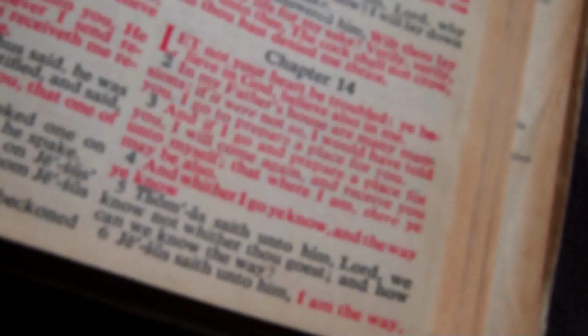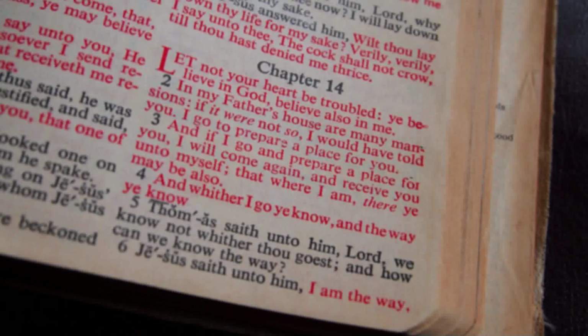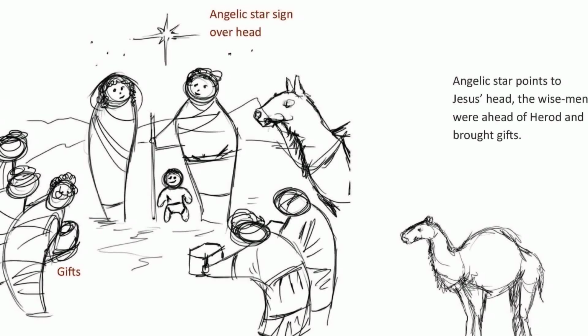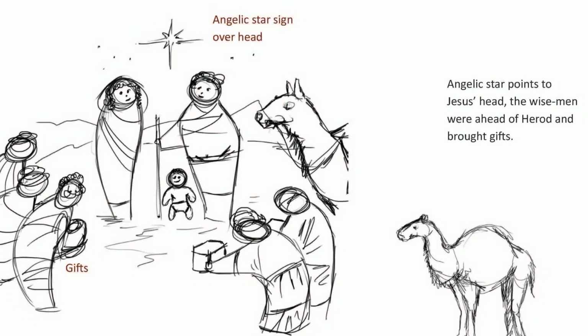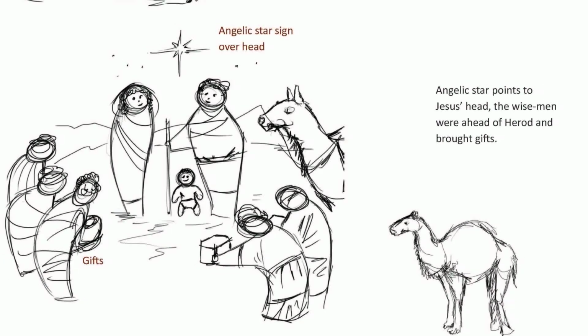When associating the balance in scriptural equations, usually contrasting episodes will be accounted that involve a common interest between characters. Common interest would be a frequent or normalized state of curiosity, concern, or attention to something. It would also attribute in regard to one's own benefit or advantage. The character variables are connected to a common interest caught in a paradoxical problem. This paradox is a contradictory situation.